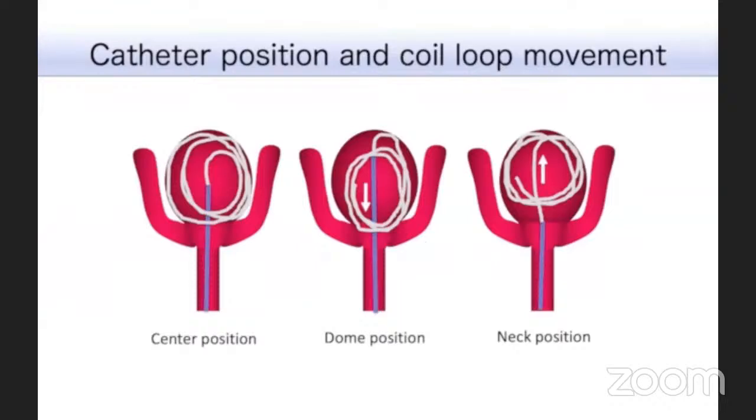Coil loops movement is different according to the catheter position. Standard catheter position is the center or proximal 1/3 of the aneurysm. At this position, coil loops move concentrically. When catheter tip is deeper side, dome position, coil loops come to the neck side. On the other hand, catheter tip is around the neck, loops go to dome side. So we can control coil loops by catheter maneuver.